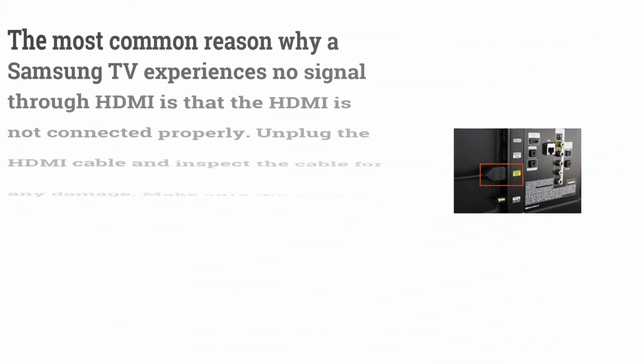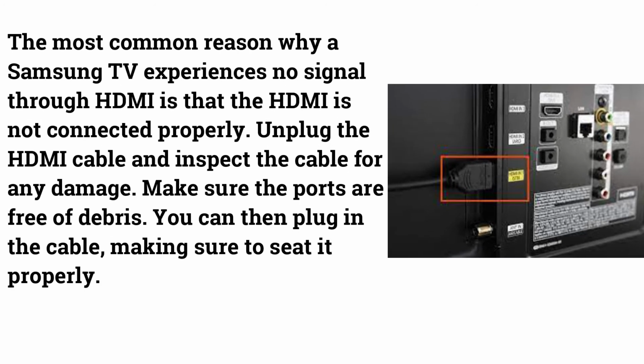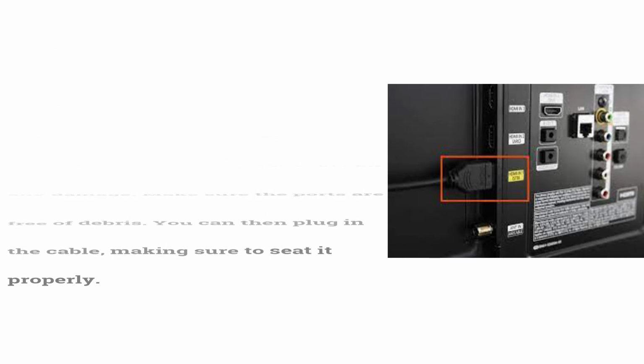Samsung TV no signal HDMI. The most common reason why a Samsung TV experiences no signal through HDMI is that the HDMI is not connected properly. Unplug the HDMI cable and inspect the cable for any damage. Make sure the ports are free of debris. You can then plug in the cable.